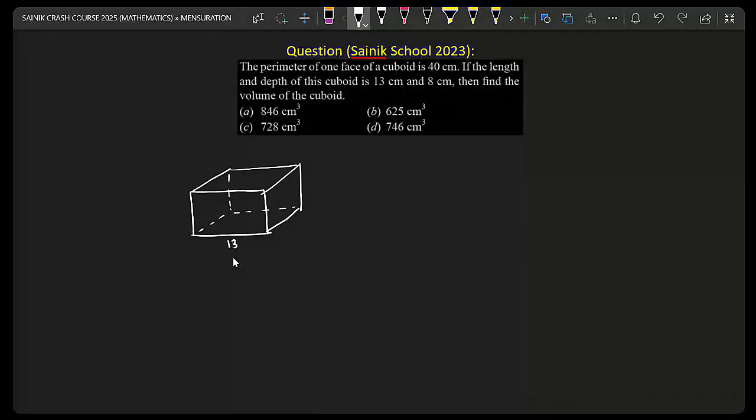So it is 13 and height will be 8. So breadth we don't know. Let us use x for breadth. Perimeter of one face of cuboid is 40. So which face are you going to consider for the 40 perimeter?